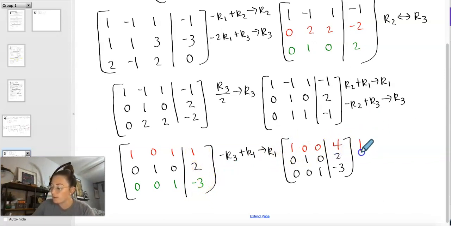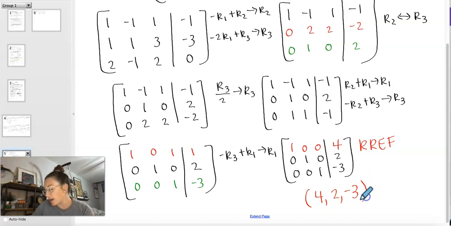This is in row reduced echelon form. Beautiful. And my answer to this is 4, 2, negative 3. And if you look back to your notes to that example, that's the same example you got by doing elimination. I hope that you guys are starting to see some patterns and some similarities between solving all these matrices. Let's go ahead and do one more.